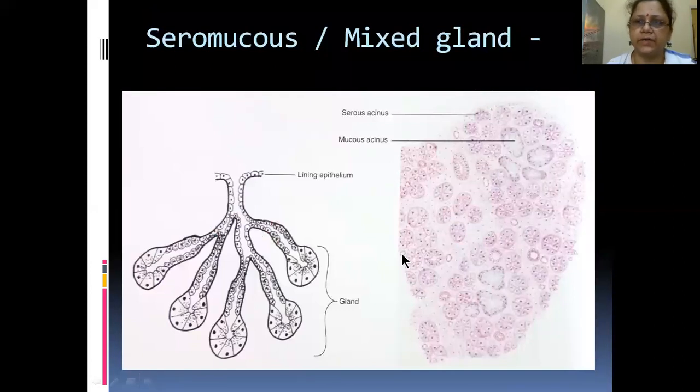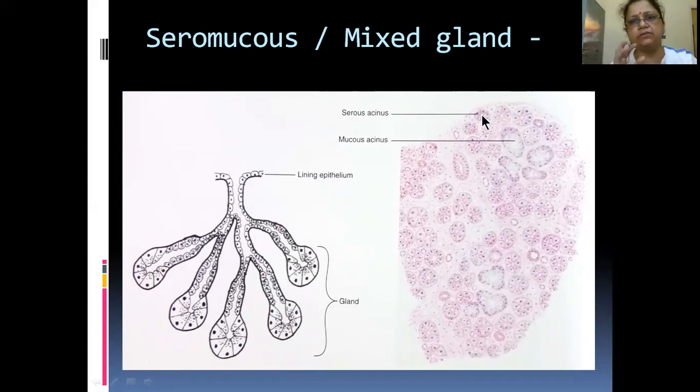Coming to the mixed varieties, which are also called seromucous. Why seromucous? Because it is partly serous, partly mucous. I told you, it may be 40-60 like in the submandibular gland, or it may be 80 to 20 percent, somewhat like that. More of mucous, that means predominantly mucous, in the sublingual gland. You can see here this is the lining epithelium, this is the main duct, and multiple branching is happening here. This is the tubular part, this is the acini part. These are the mucous acini and these are the serous acini.